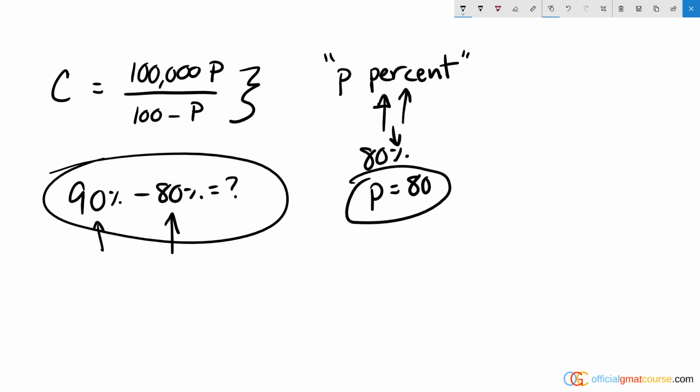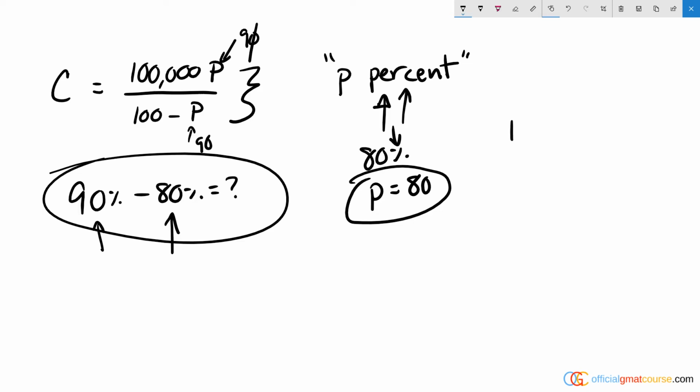80 in for P. And if you imagine what happens when we plug 90 in here, we plug 90, and we plug 90 in here, 90, we'll end up with 10 on the bottom, and that 10 on the bottom can cancel out against the 0 in the 90 on the top and get us 9 times 100,000 as the total of this whole thing.